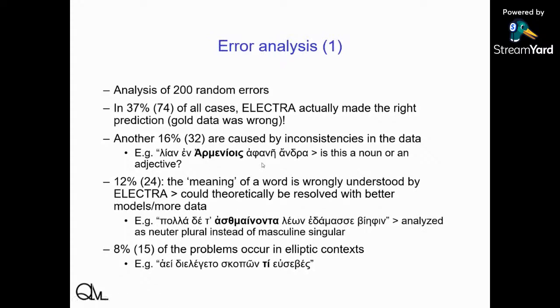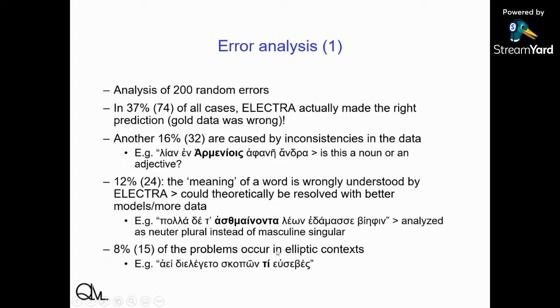And in this case, for example, as mainonta was analyzed as a neuter plural instead of a masculine singular, because the model thinks it should agree with pola. But of course, we know that things can't really breathe. So this could theoretically be resolved with more data, so that the model can learn that as mainonta is something a living object does and not an inanimate object, for example.